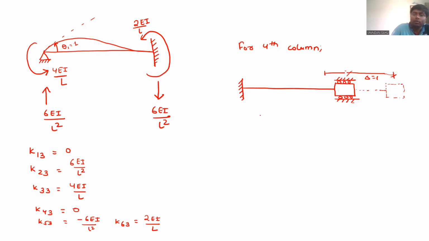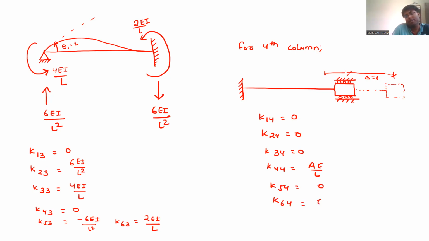So if you have to write K14, it will be 0. K24, it will be 0. K34, it will be 0. K44 will be AE by L. K54 will be 0. K64 will be 0.